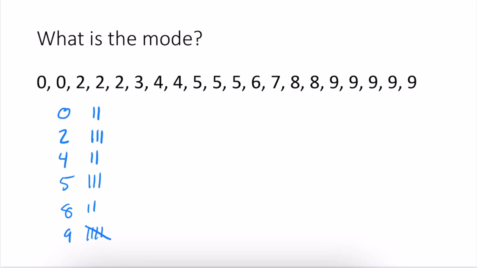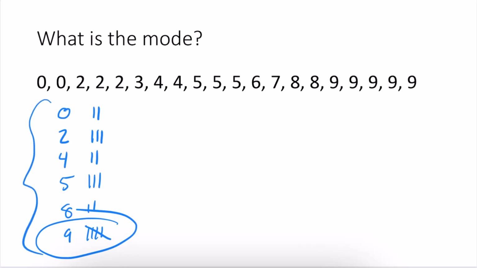And so in this case, the mode would be the number 9 because that's the number that's repeated the most often. And you don't necessarily have to go through this process if that's not helpful for you. Sometimes you can just tell by looking at the data set which number is repeated the most often. But this would be a systematic way of finding the mode.